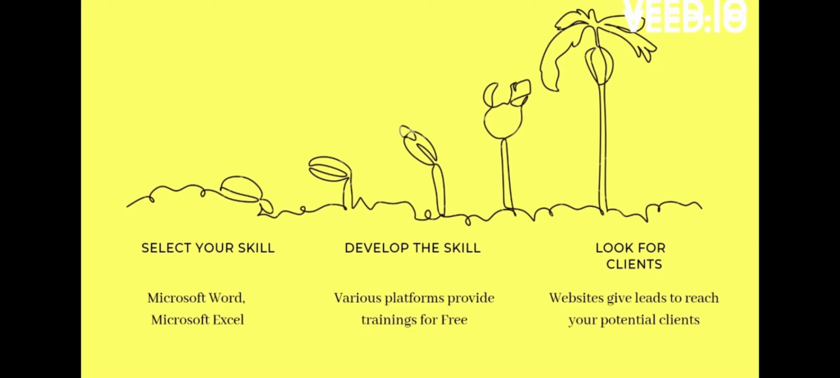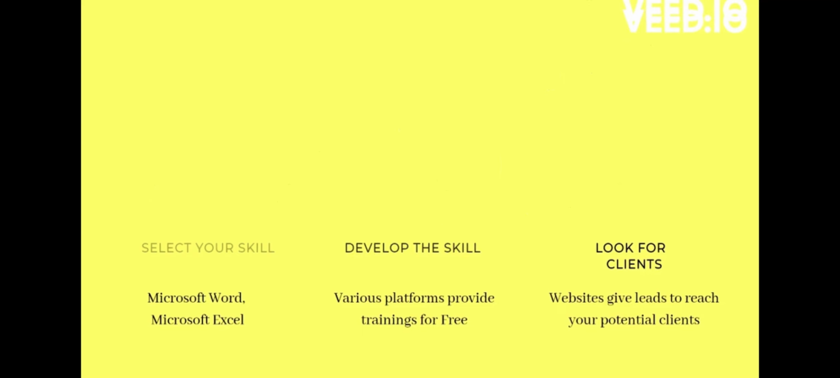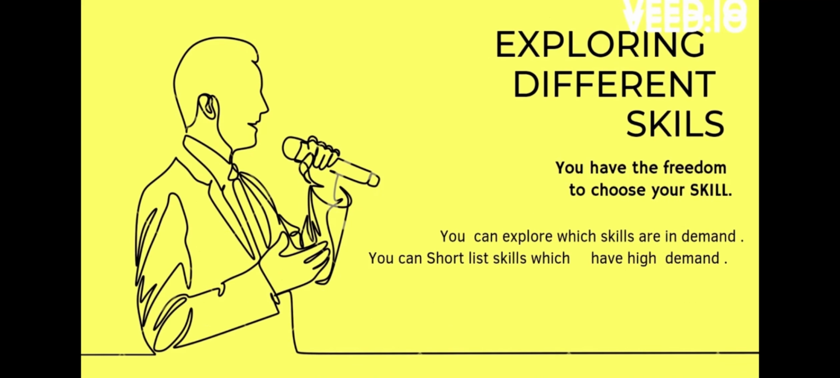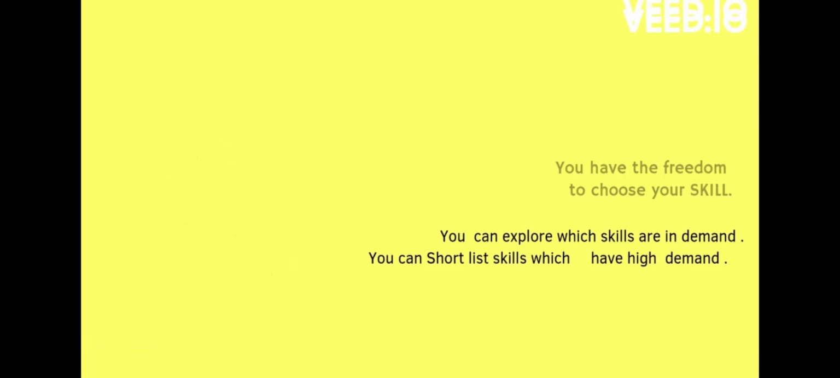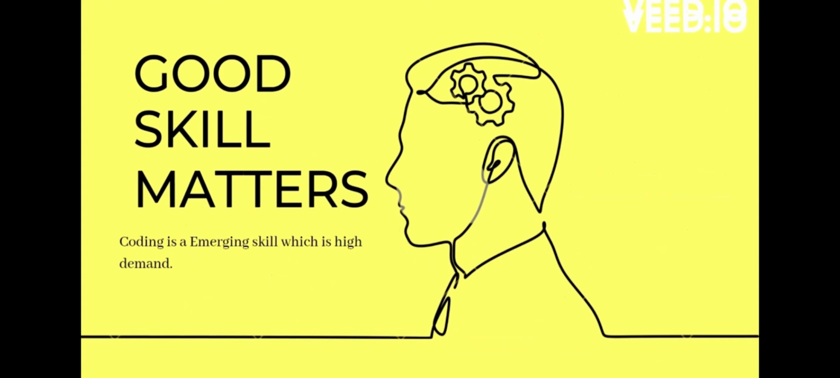First, we need to select the skill set. It can be like Microsoft Word or Microsoft Excel. Second step, we need to develop them for the market requirement. Third and important step is to find the clients for your skill. We will talk about what skill to select and how we can learn and get more clients in this video.